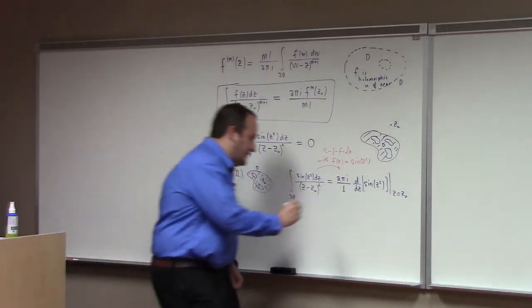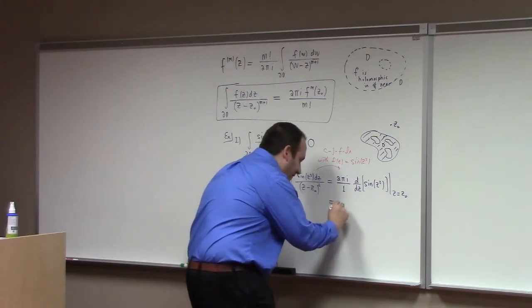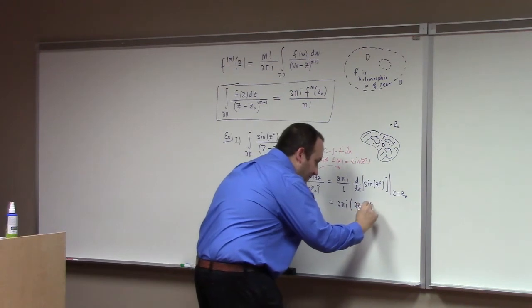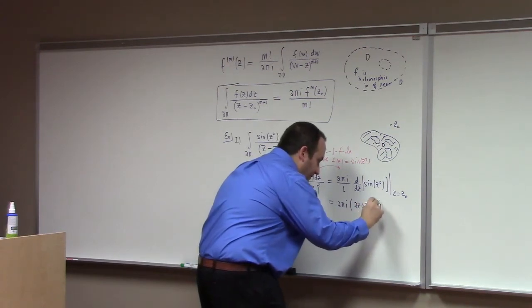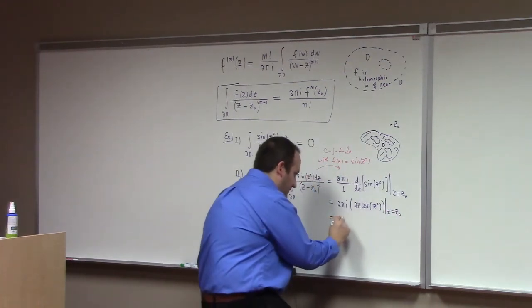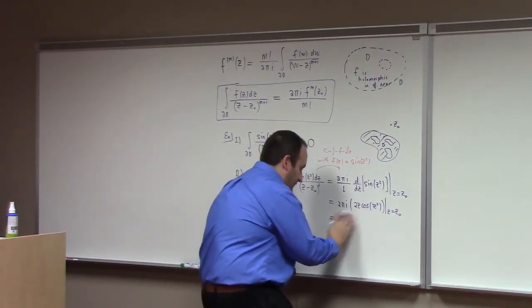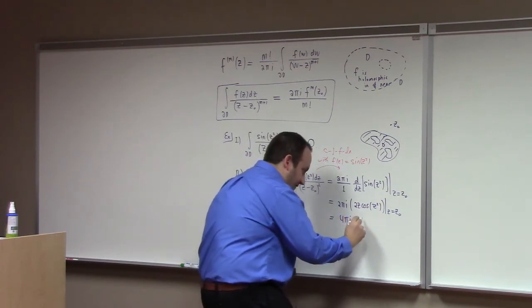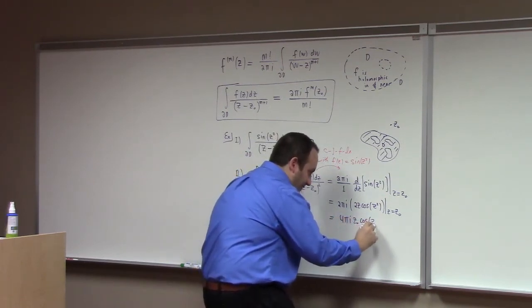So what's the derivative of sine of z squared? You got yourself a 2 pi i, 2z cosine of z squared, evaluated at z equals z naught, so that's easy. 2 pi i, 4 pi i z naught cosine of z naught, quantity squared.